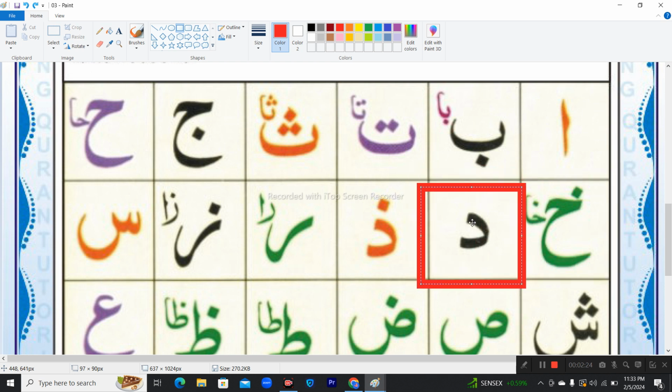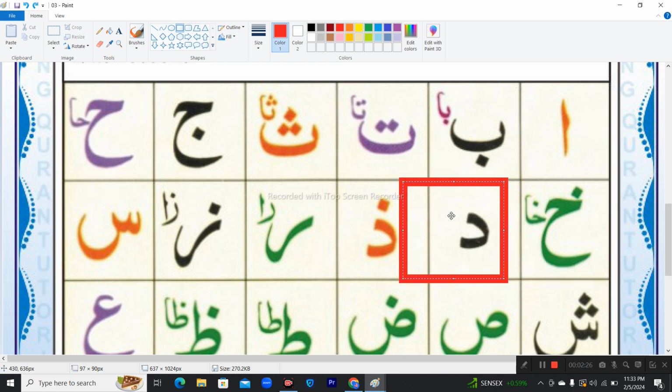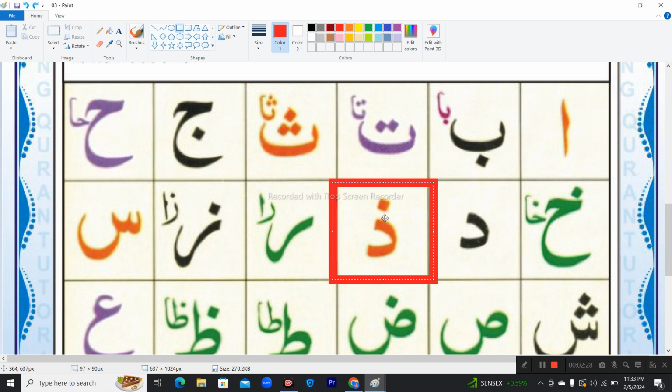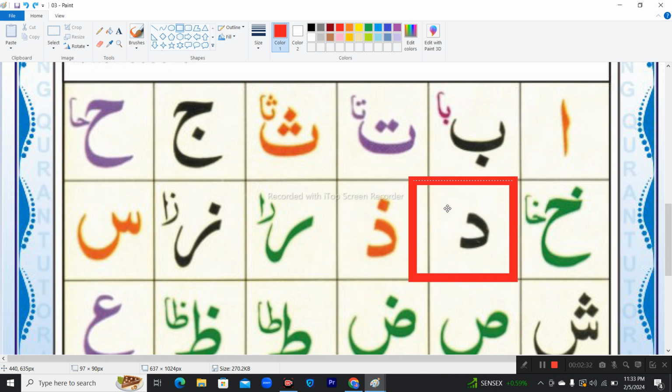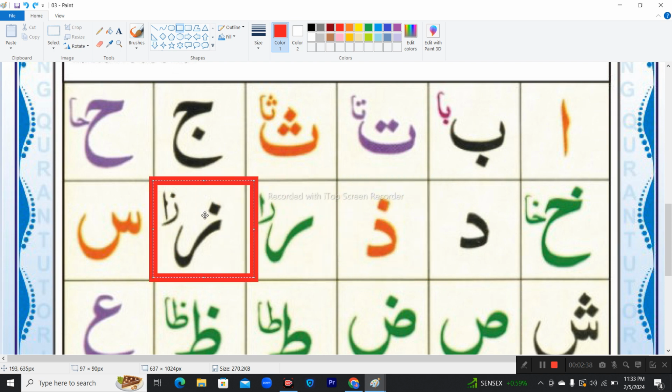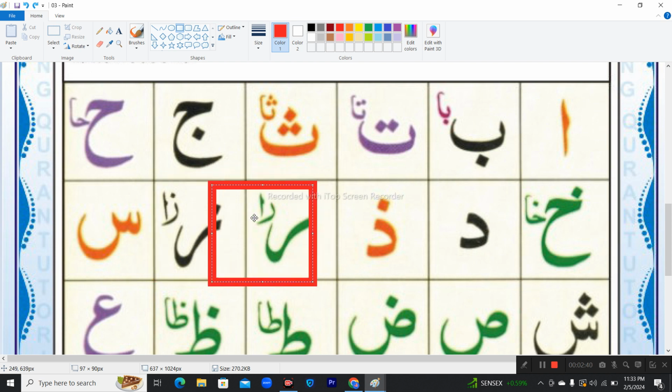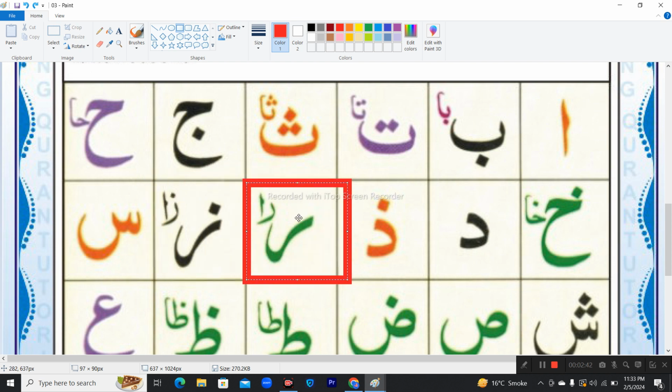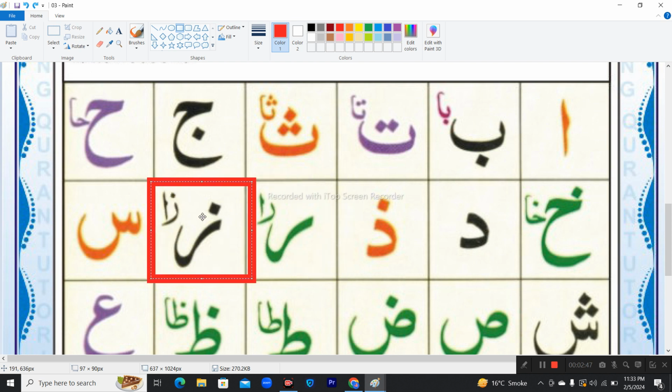And the next letter is Dal, and next Dal. Dal and Dal have the same shape. Dal has no dot, but Dal has one dot. And the next letter is Ra, and the next Za. Ra and Za have the same shape, different in dot. Ra has no dot, but Za has one dot.